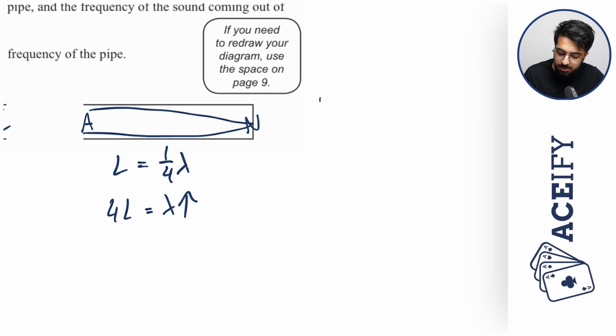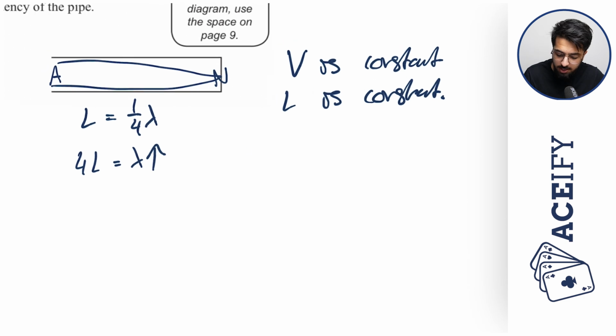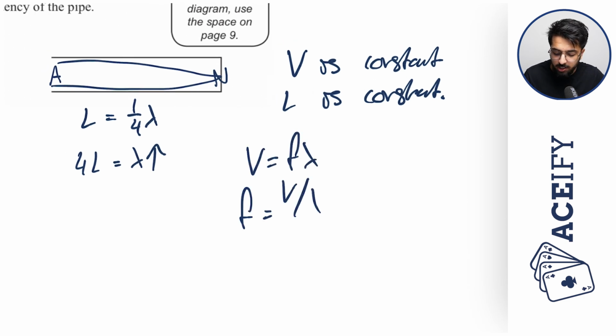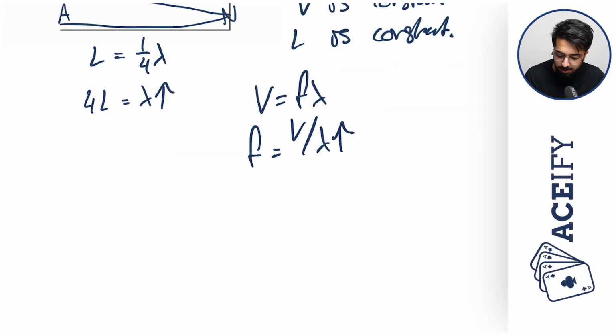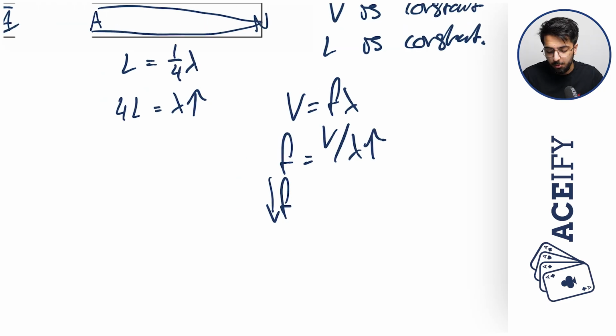And because the velocity of the wave is constant, and also the length of the pipe is constant, therefore, as V is equal to f lambda, and therefore f is equal to V all over lambda, if this pipe right here has a higher wavelength, it is therefore going to have a lower frequency. Alright, and how much lower is it going to be?